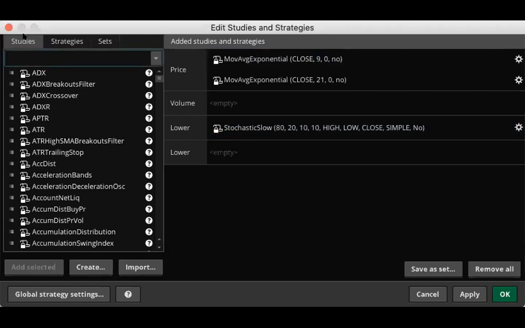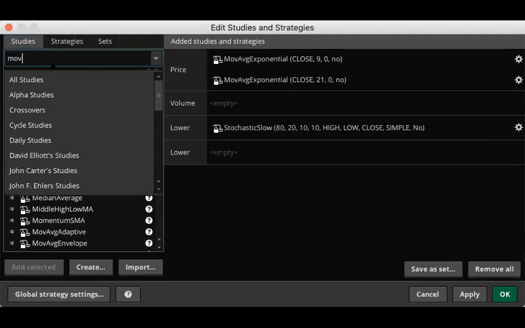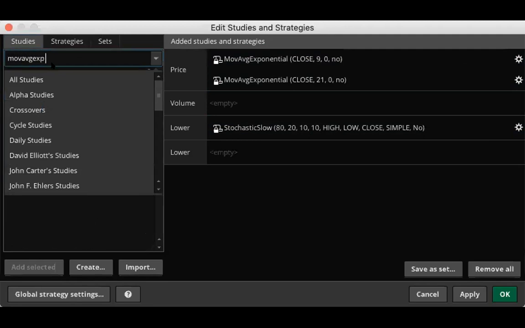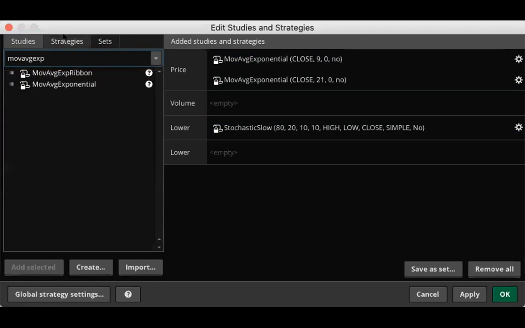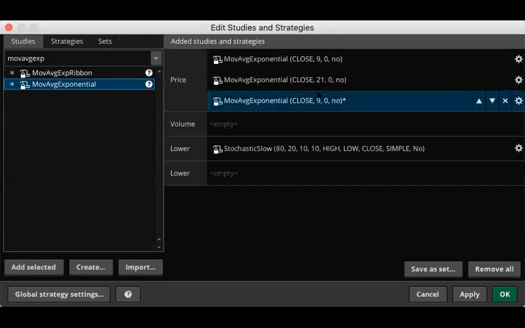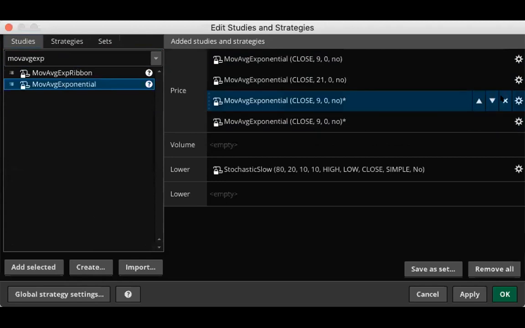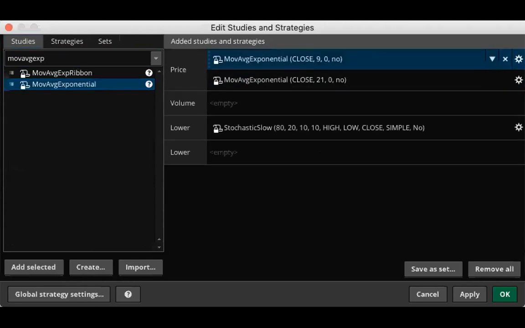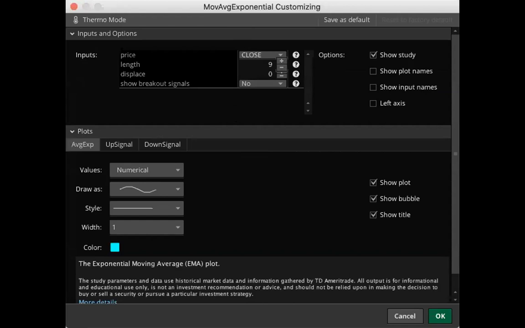You wanna search it up. MOVAVG-EXP. Oh, go on strategy. Yeah, right there. MOVAVG-EXP. Click it. You see how it shows up there? Click it twice. Once you click it twice, you go to the settings button. Once you go to the settings button, it's gonna show you this. Click on the length, pick 9, and then click the other one, pick 21, and change the color.